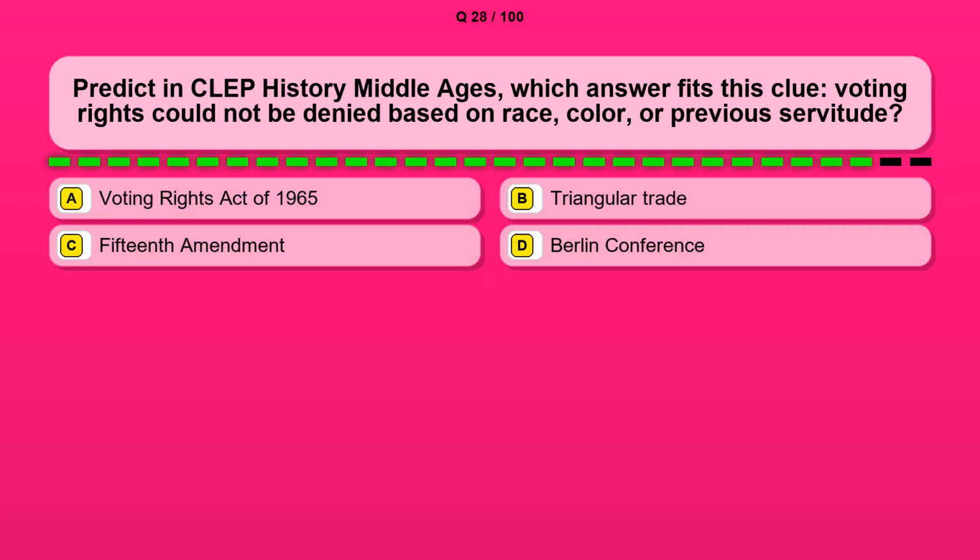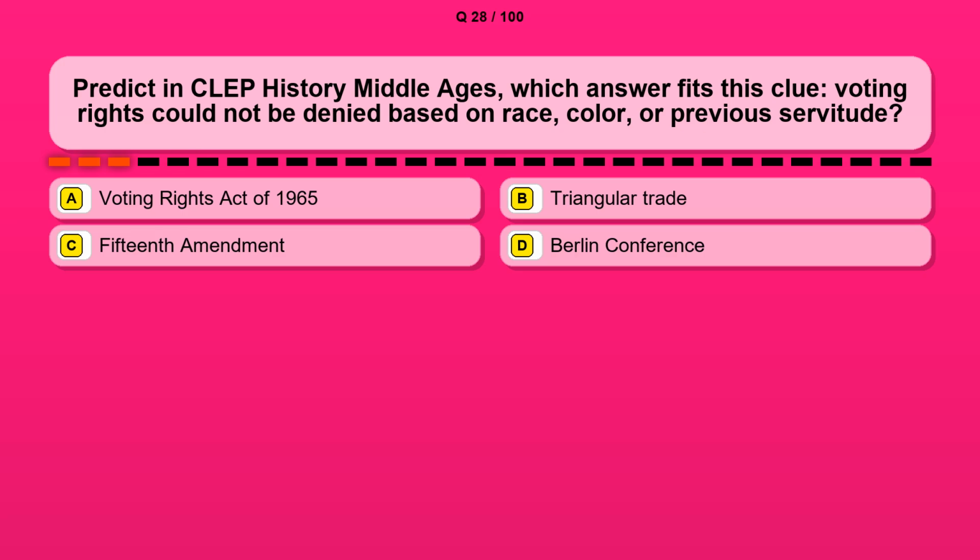Question 28. Predict in CLEP History Middle Ages, which answer fits this clue? Voting rights could not be denied based on race, color, or previous servitude. Option A, Voting Rights Act of 1965. Option B, Triangular Trade. Option C, 15th Amendment. Option D, Berlin Conference.